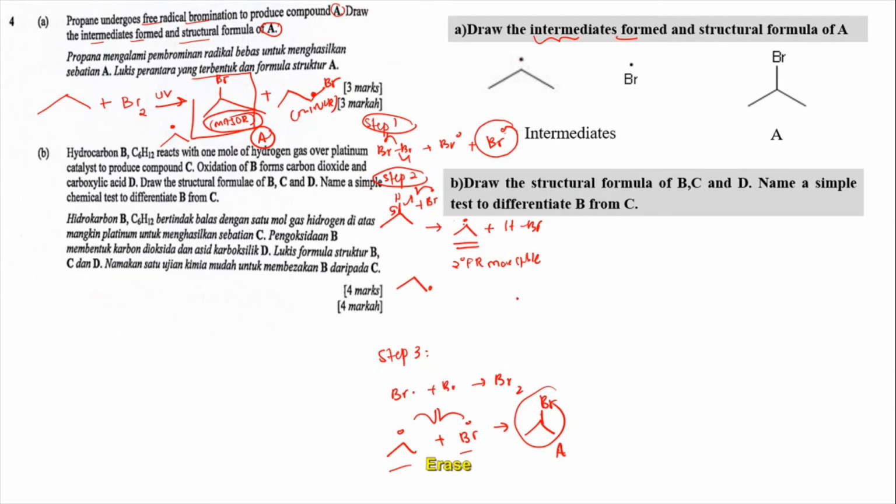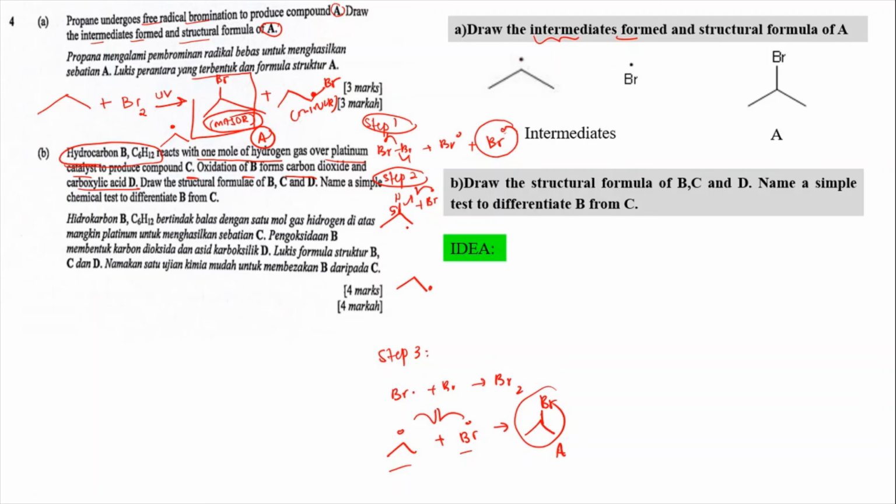And then for question 4B, we have to draw the structural formula of B, C, and D, and name a simple test. Okay, so we have to read the question here. It says that hydrocarbon B, C6H12, reacts with 1 mole of hydrogen gas over platinum catalyst to produce compound C. Oxidation of B forms carbon dioxide and carboxylic acid D. So we have to draw the structural formula of B, C, and D and name a simple test to differentiate B and C. So we need to come up with an idea or plan first.